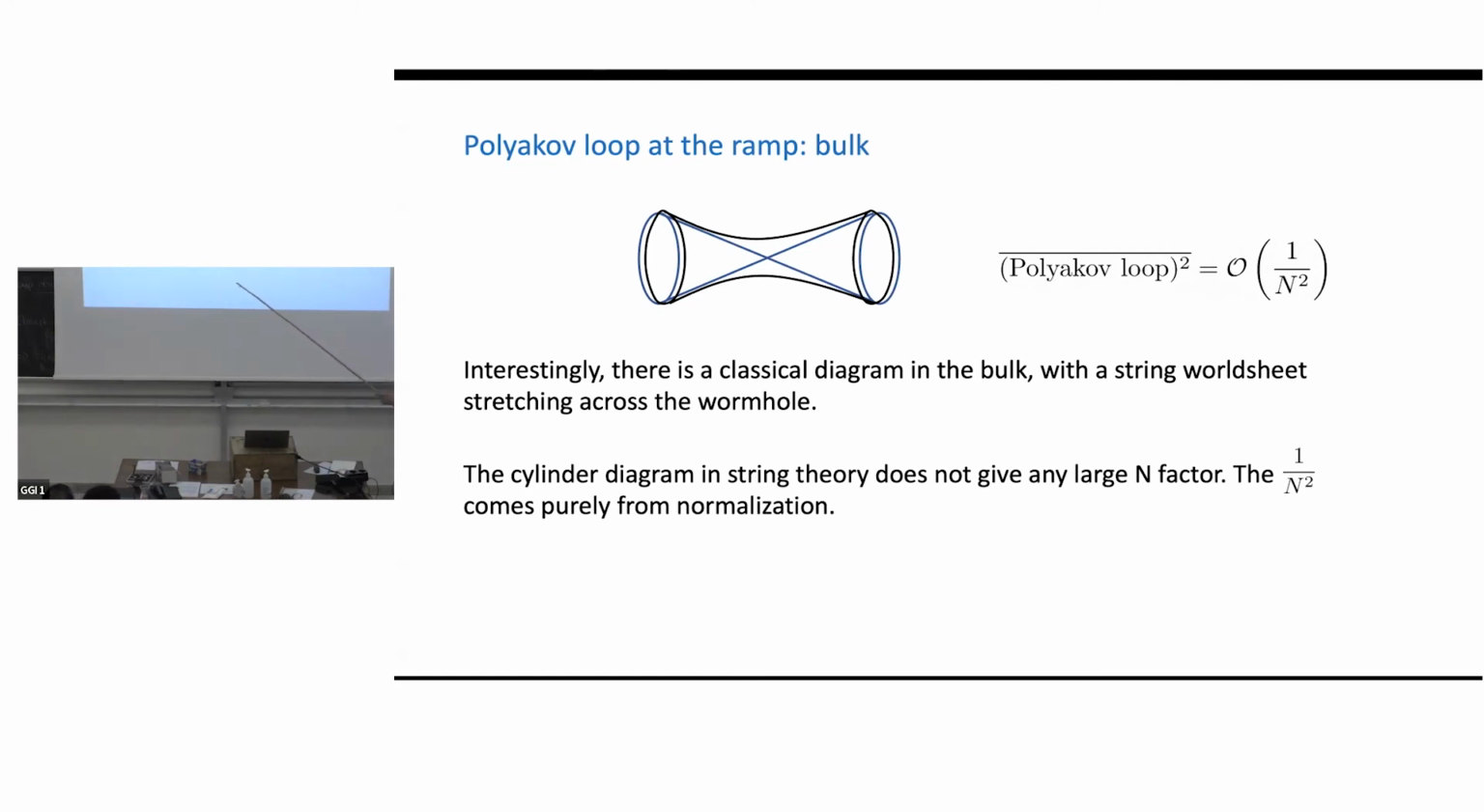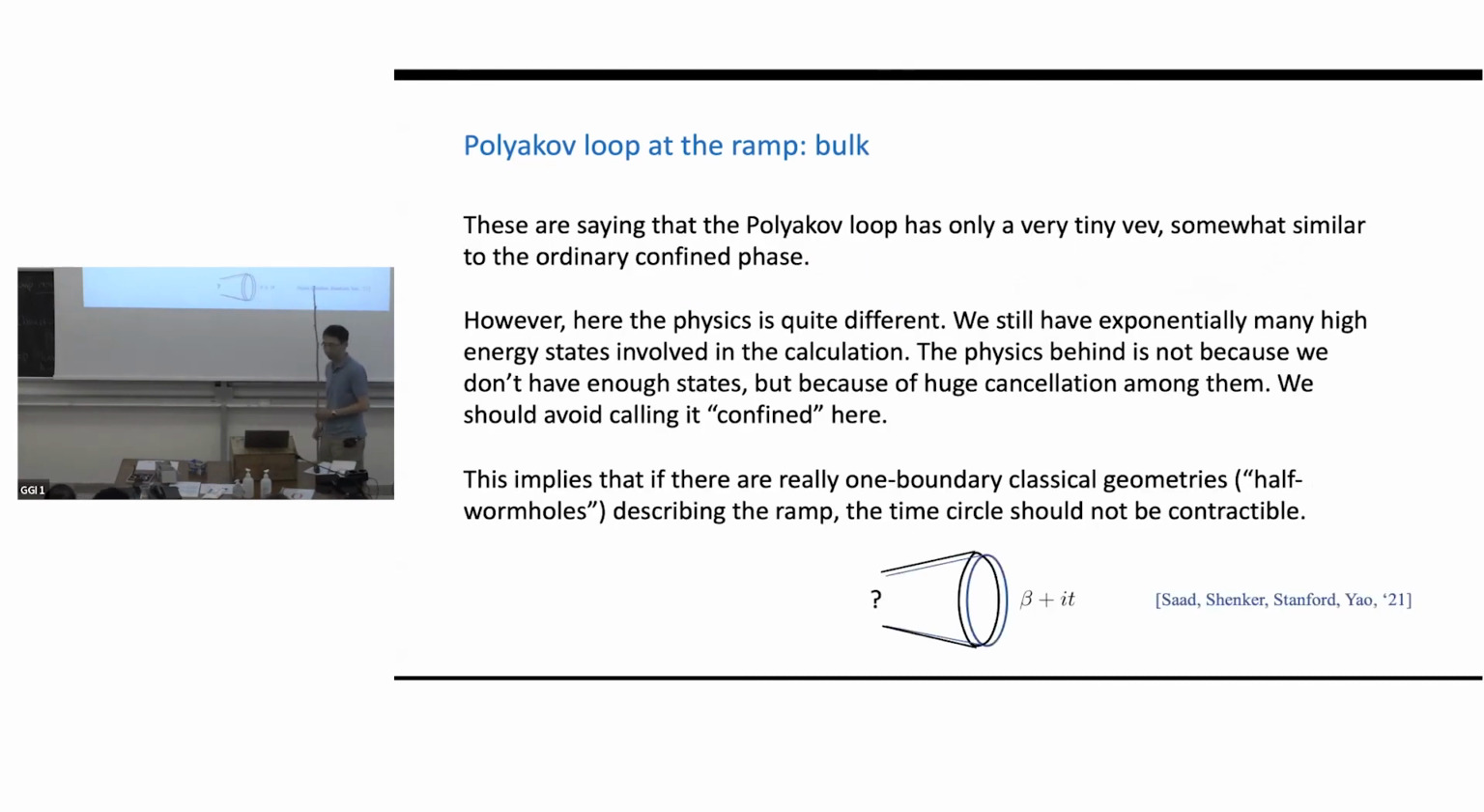So you know that it should not give you any large N factor. Here I wrote it as order 1 over N squared, where the 1 over N squared simply comes from the normalization of the Polyakov loop. And this will tell you that not only the average of the Polyakov loop is 0, its fluctuation in time is also very, very small.